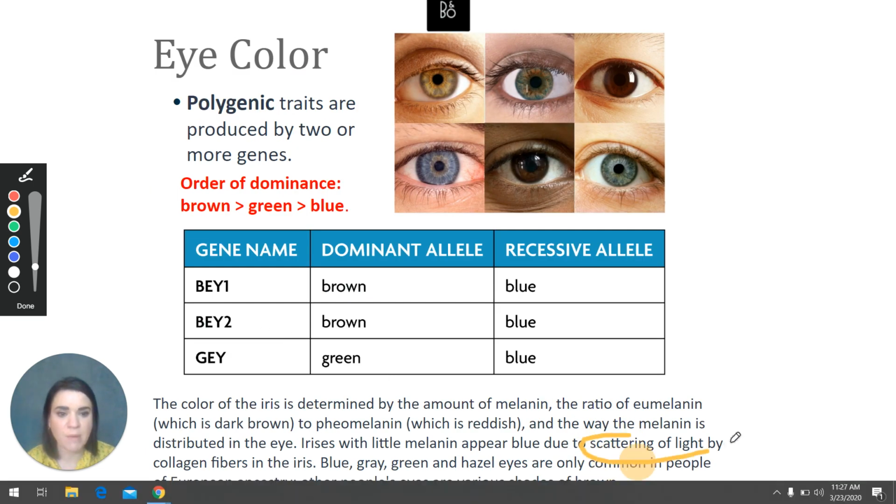So remember, light can be reflected, it can be absorbed, but it can also be refracted. So that's what this scattering of light means. People with blue eyes don't have a lot of melanin, but also their collagen fibers in their iris actually refract and scatter the light that hits their eyes, and that's one of the reasons that they appear blue. Pretty cool.